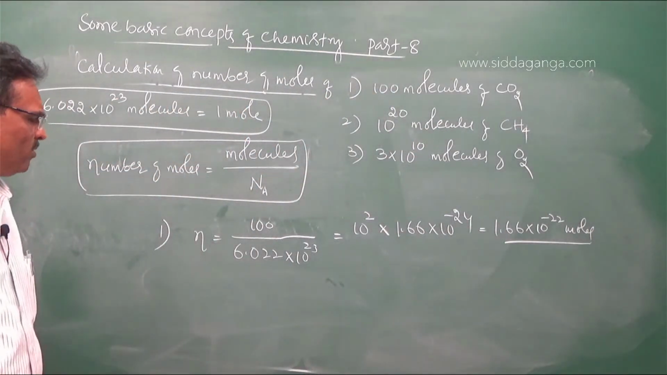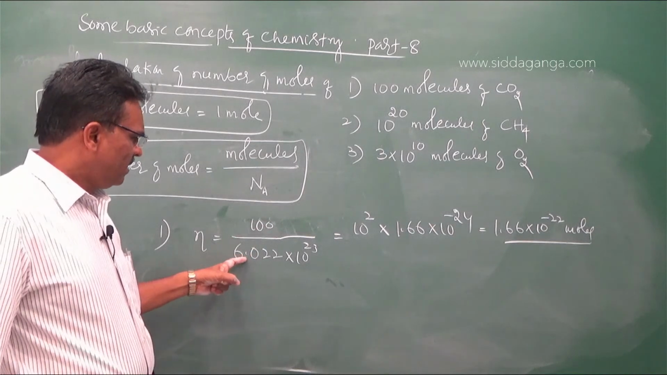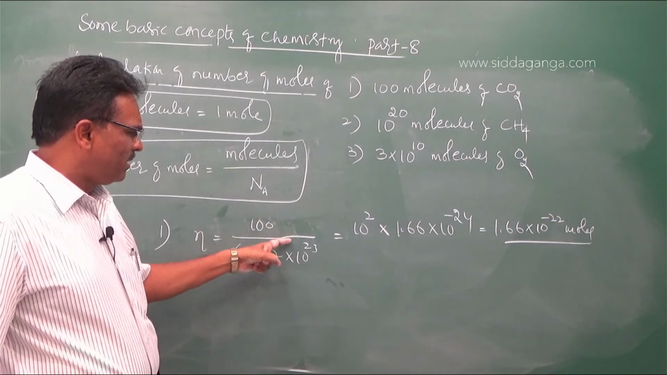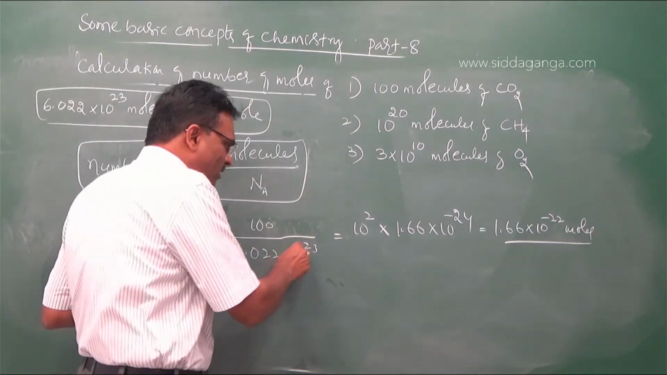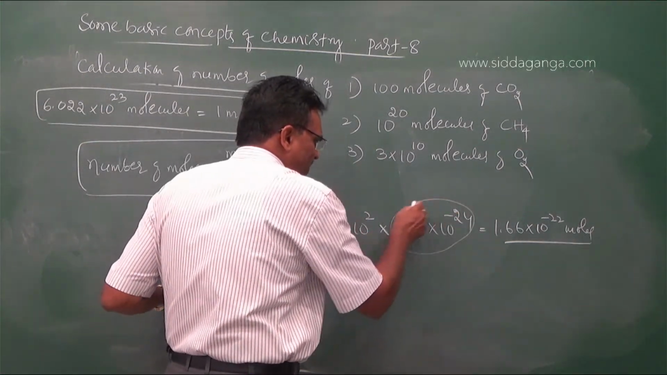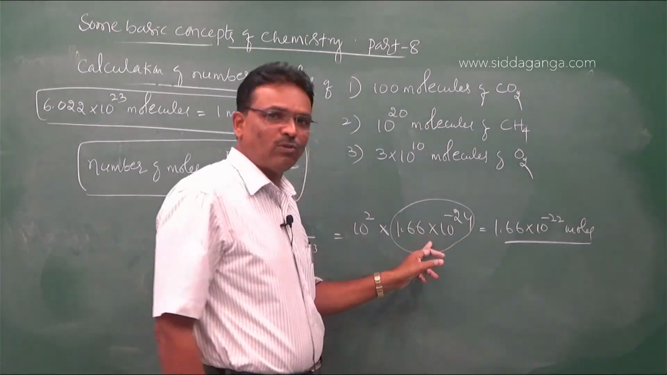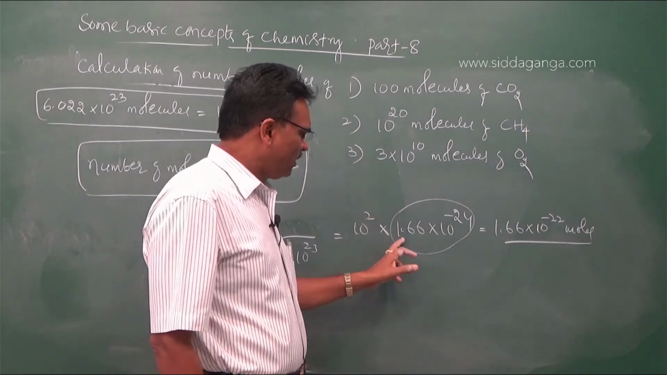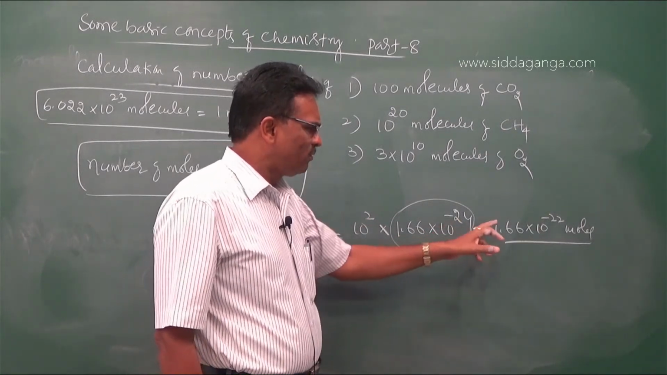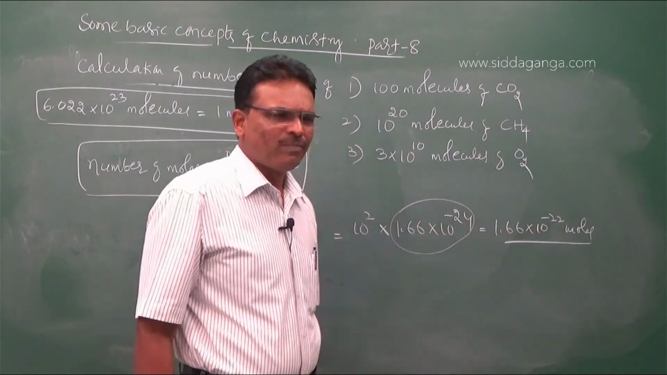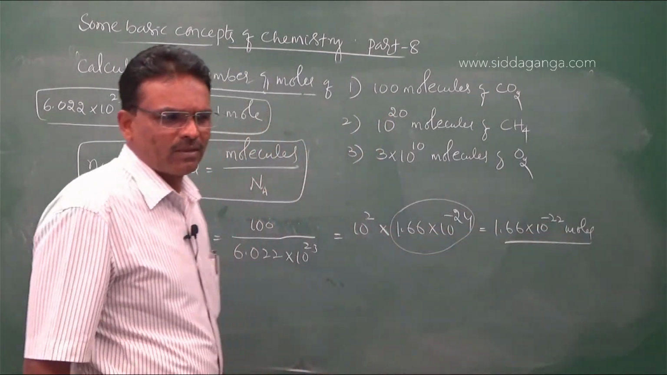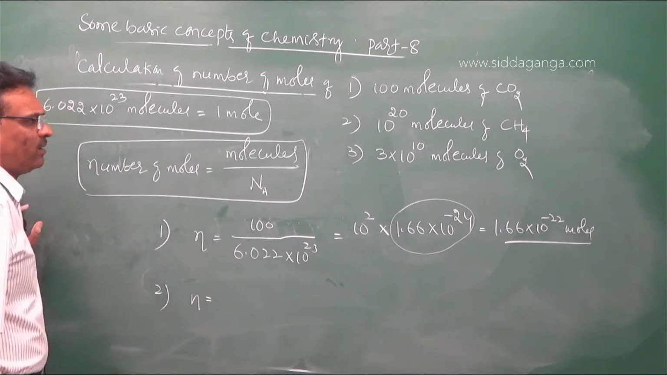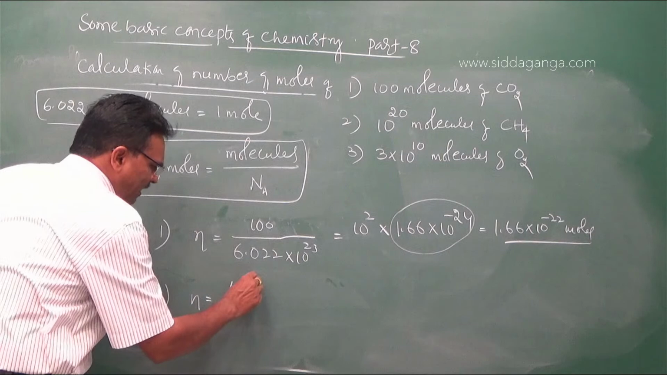Clear? Note 100 divided by Avogadro number. The reciprocal of Avogadro number, 1 by Avogadro number, is nothing but 1.66 into 10 power minus 24. This is 1 AMU. Clear? So therefore, 10 power 2 into 1.66 into 10 power minus 24 means 1.66 into 10 to the power of minus 22 moles.